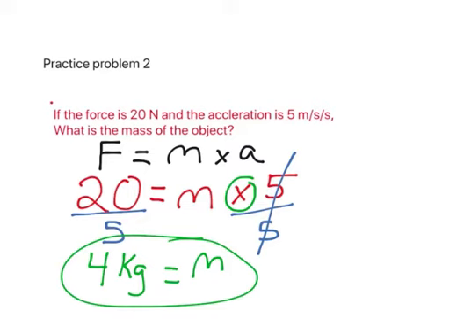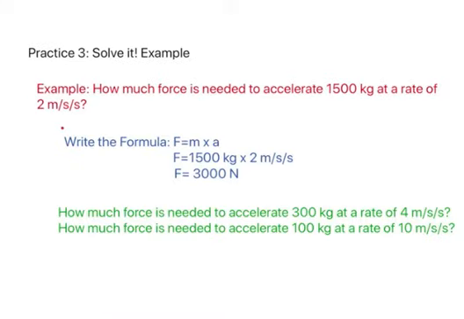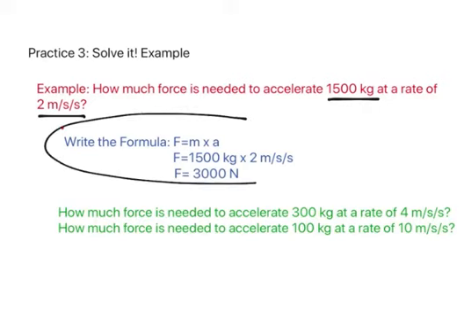Let's look at another problem. So if you're doing the 3 newtons poster, you know that there's the solve it example in the lower left-hand corner. The example that they give you is how much force is needed to accelerate 1,500 kilograms at a rate of 2 meters per second squared. And then they give you this information. So write the formula, F equals m times a, then plug in the numbers, F equals 1,500 kilograms times 2 meters per second squared. And so your answer is 3,000 newtons.